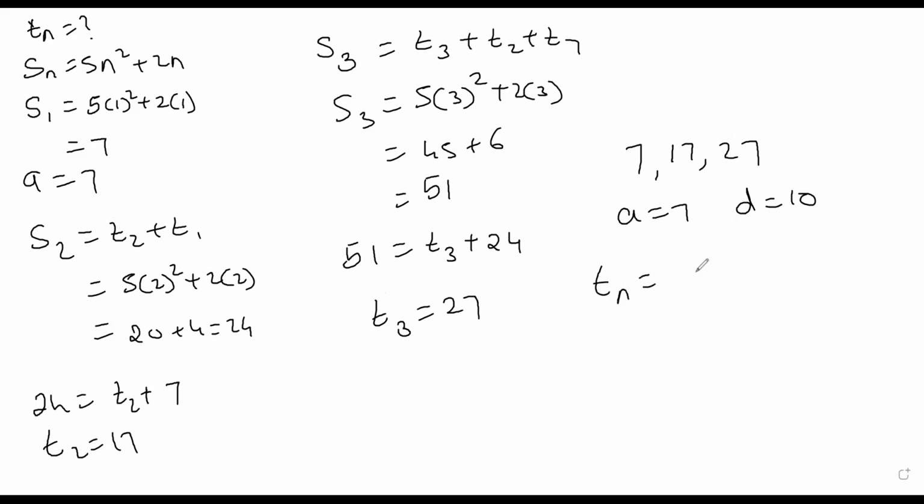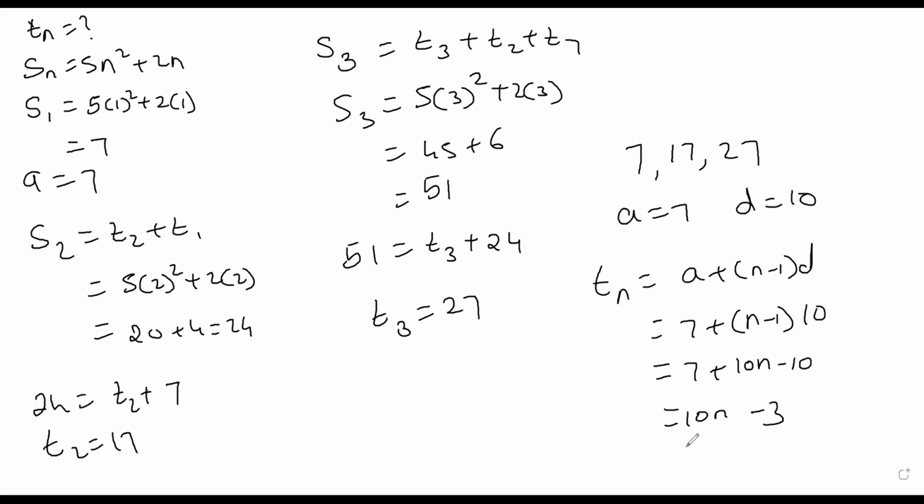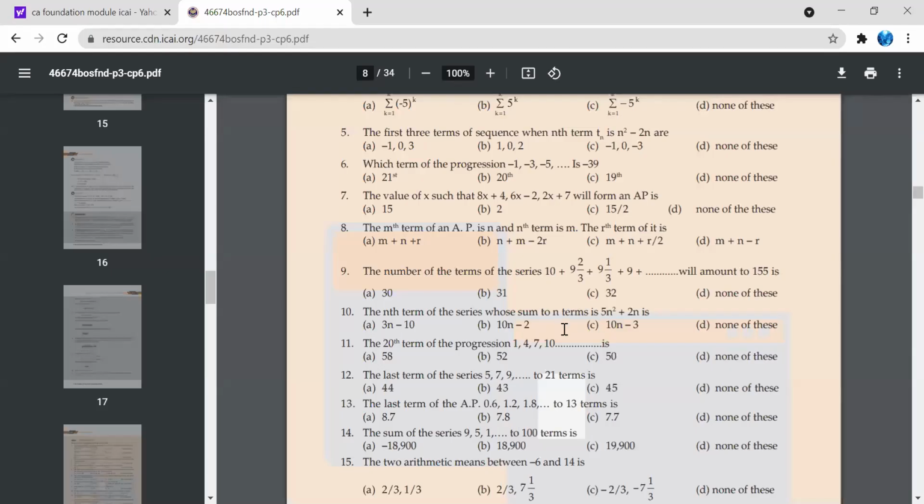Tn is A plus (n minus 1)d. 7 plus (n minus 1) into 10, which is 7 plus 10n minus 10. Your answer is 10n minus 3. This is your answer, and they have already given you the option: C, 10n minus 3.